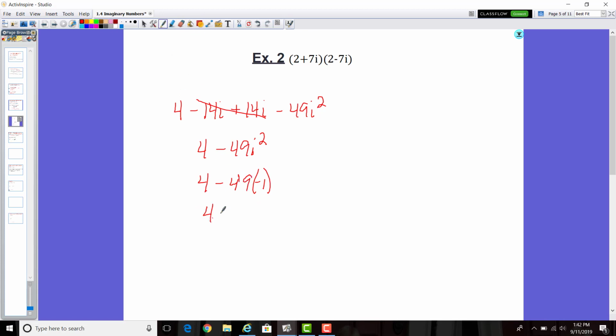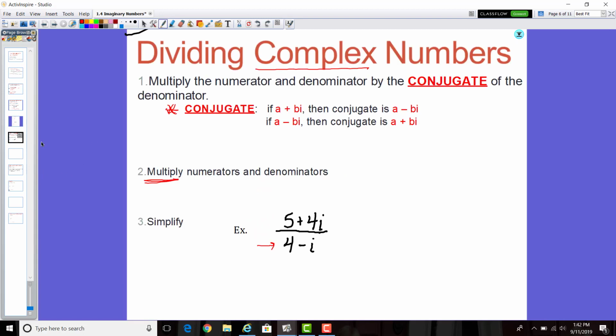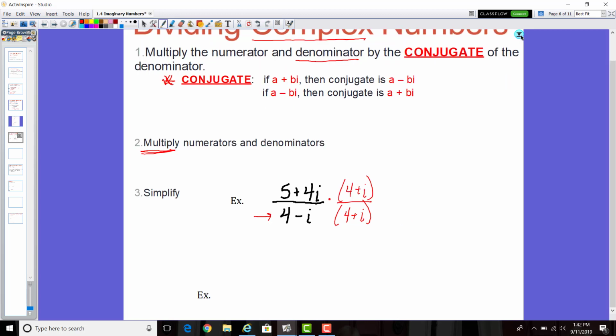So when these multiply, I get 4 plus 49, which gives me 53. So the conjugates will allow that imaginary unit to disappear. That's what we want in the denominator. So we're going to identify the conjugate of the denominator and multiply both the top and the bottom by that. So the conjugate of 4 minus i is 4 plus i, which then gives me two multiplication problems, one on the top, one on the bottom.